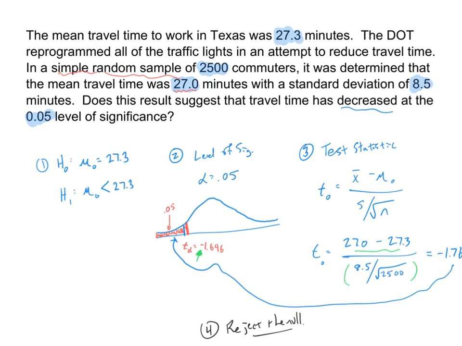But the question is, did the average drive time really decrease? Think about that. What was the old drive time? The old drive time, 27.3 minutes. The new drive time, 27 minutes. That's like 18 seconds difference. That's not a big deal.